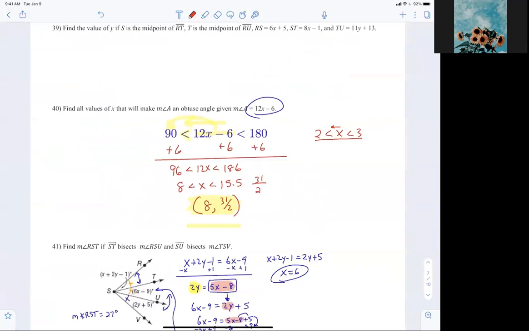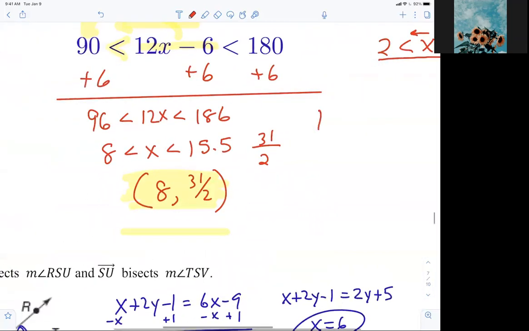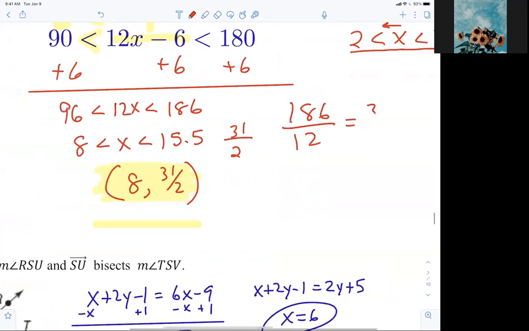How did you do 31? I take 186 and divide it by 12. Divide by 6, 31 over 2.